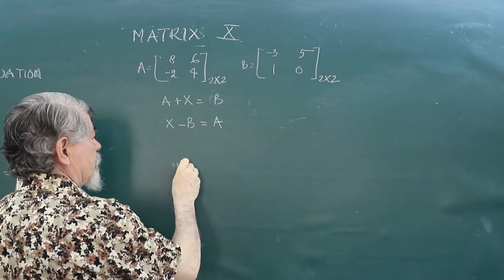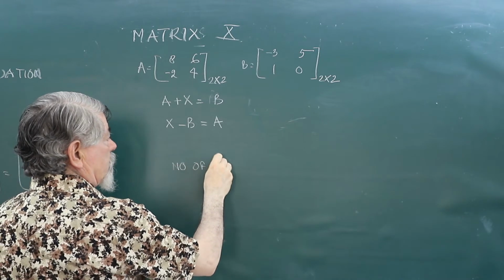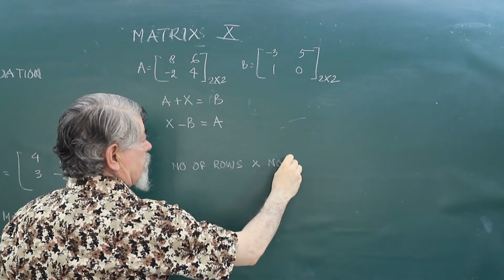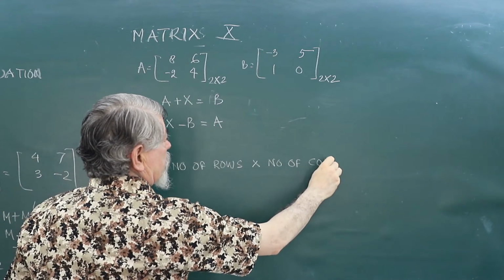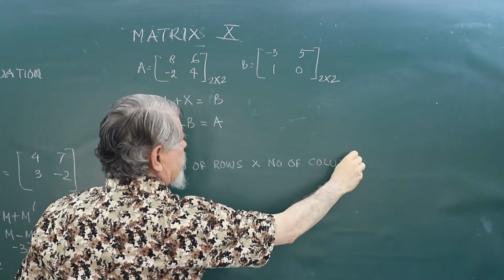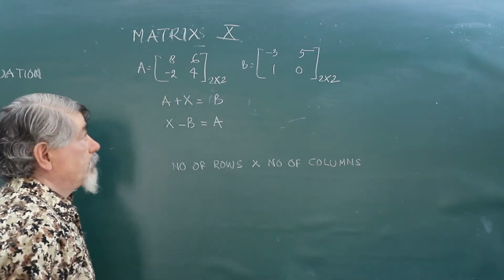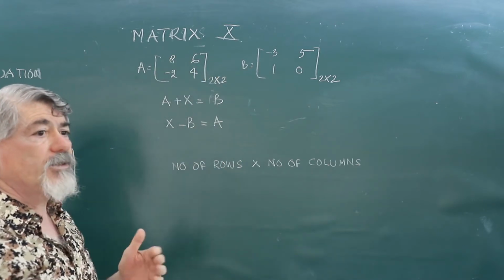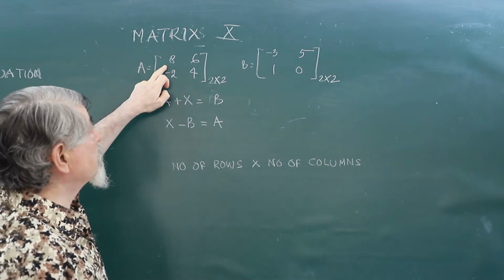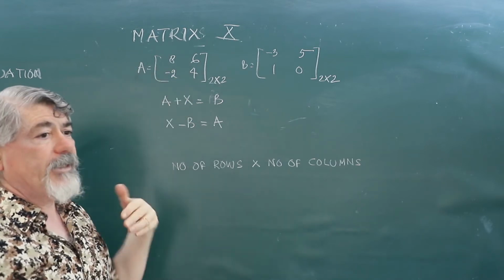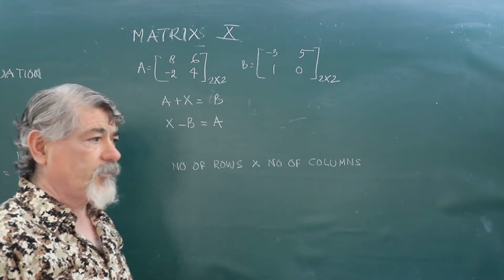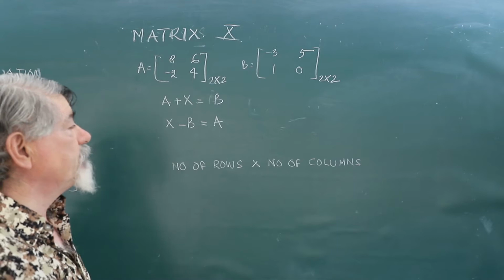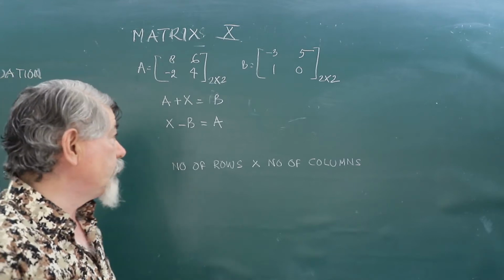Number of rows into number of columns gives us the order of the matrix. These are square matrices of the order 2 into 2, because there are 2 rows and 2 columns. If the number of rows is equal to the number of columns, the matrix is called a square matrix.